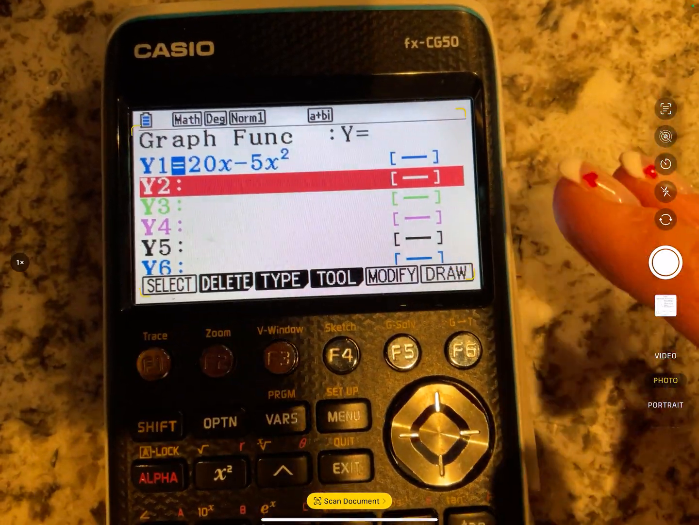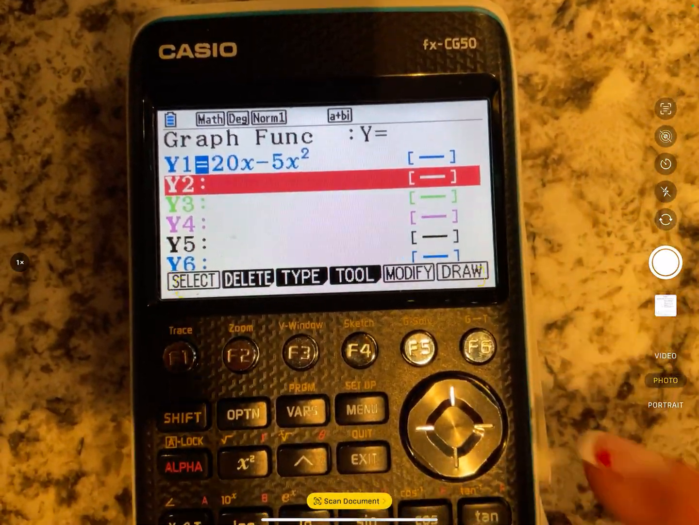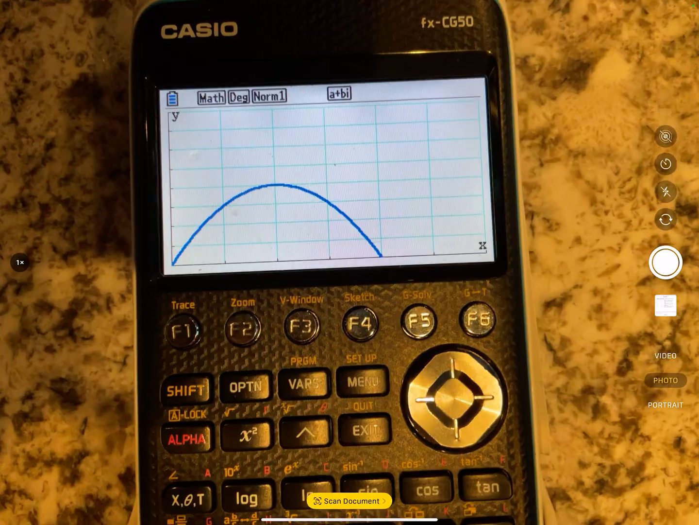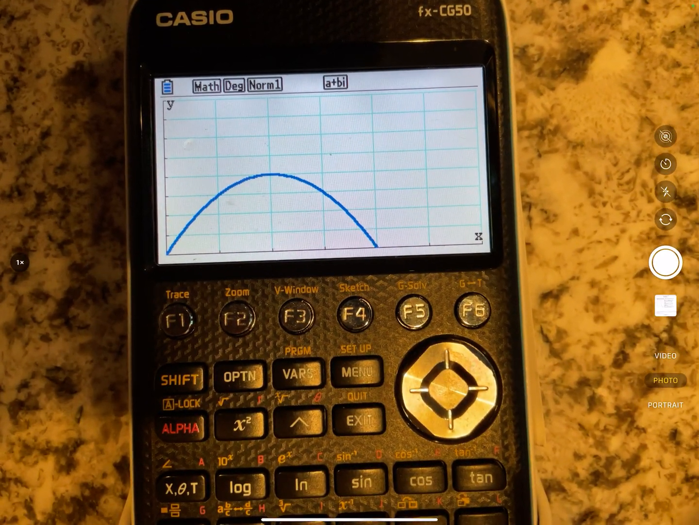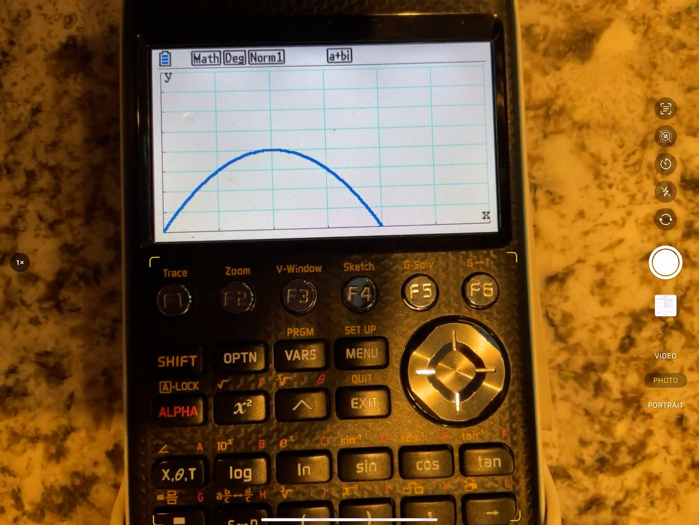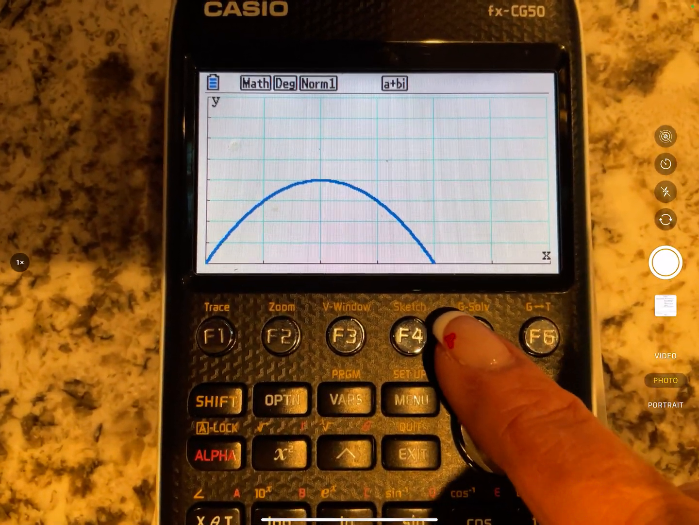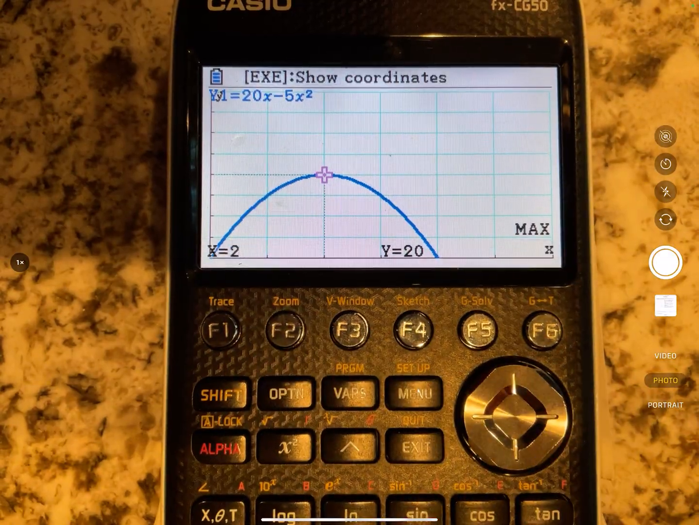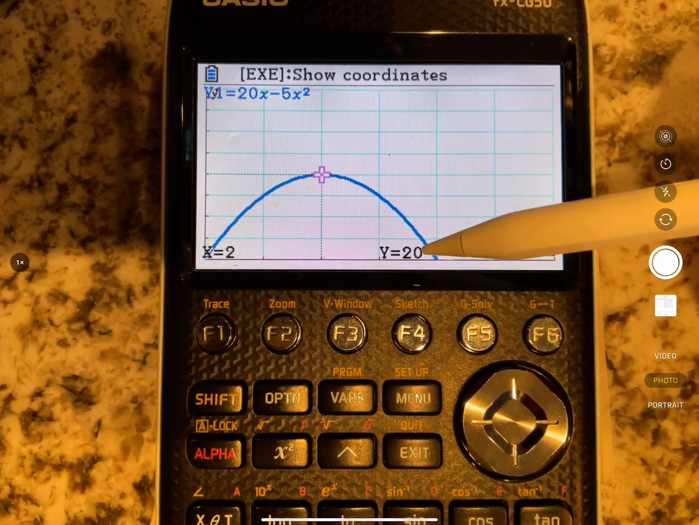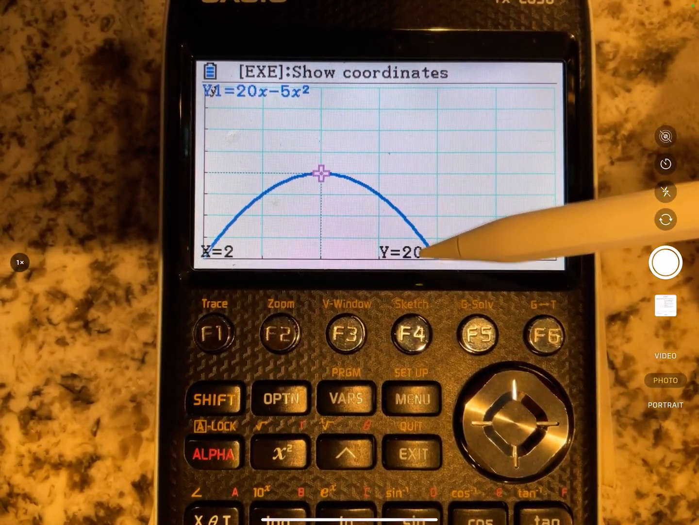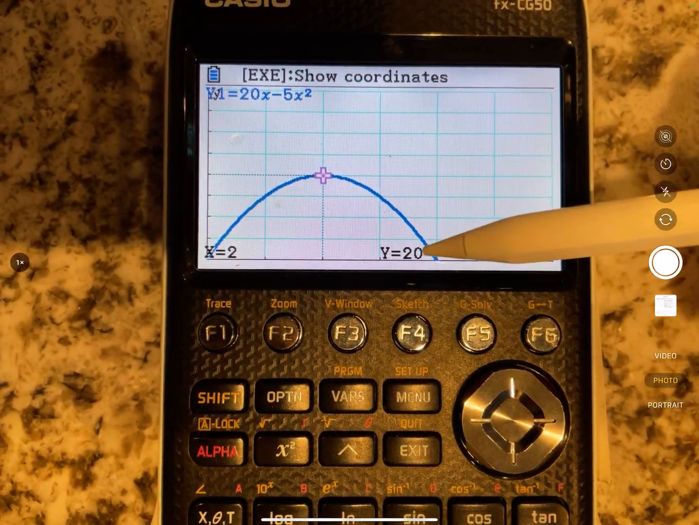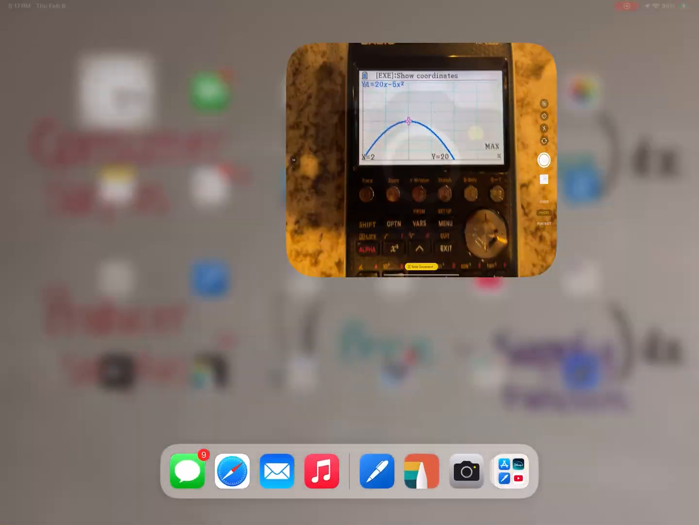Now, I did not change my window from the last problem I had, so I'm just going to press enter and see how it looks. It actually looks pretty good. And it says, what is the maximum height the baton will reach? So I'm going to hit G-solve and then choose max. The maximum height is 20 meters, and that happens at 2 seconds. 20 meters, 2 seconds.